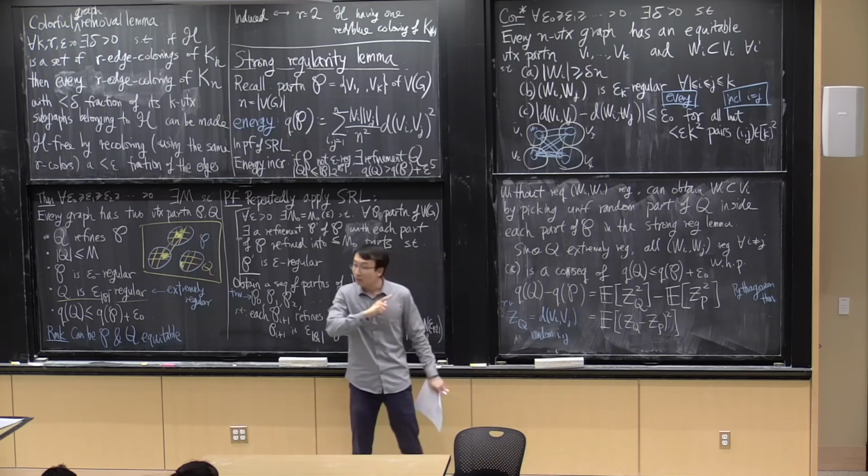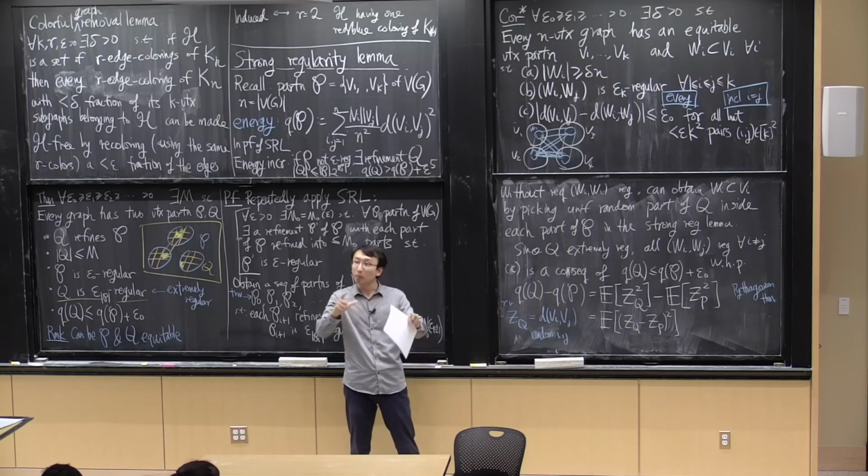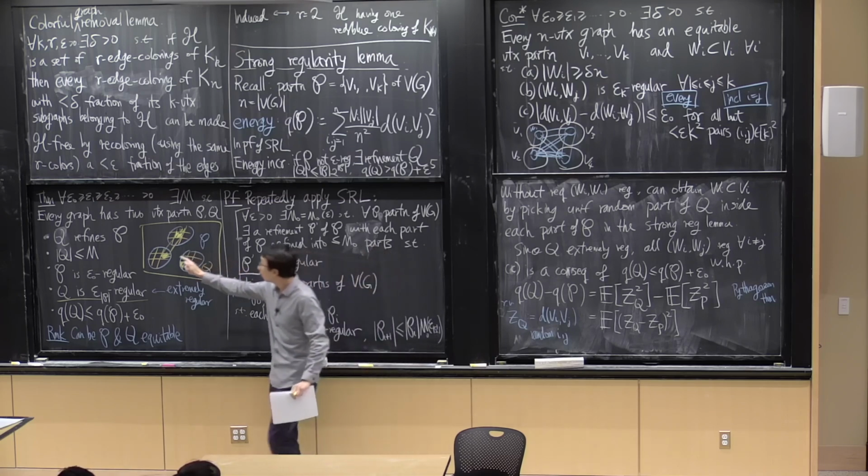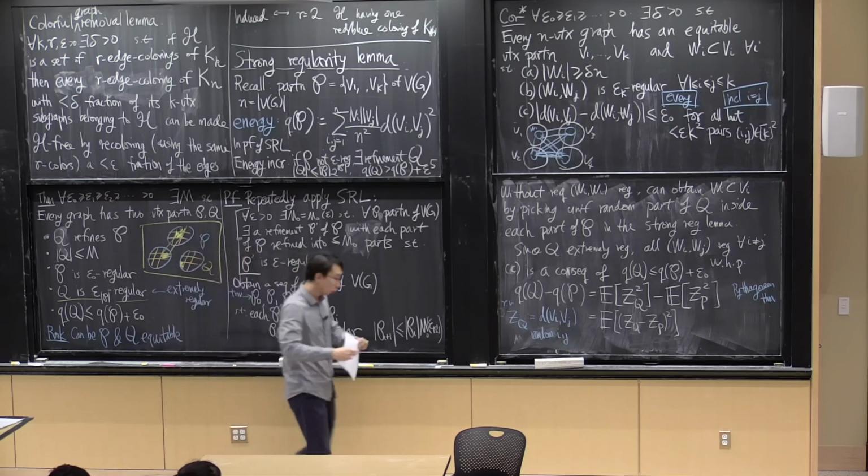Where does part A come from? Okay, so part A, we want the parts, the Wi's, to be not too small, but that comes from a bound on the number of parts of Q.